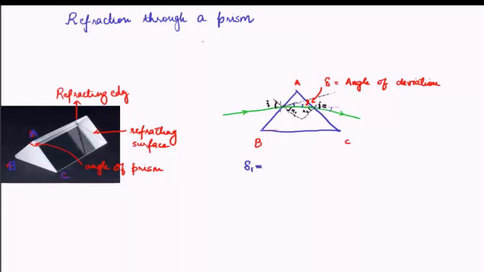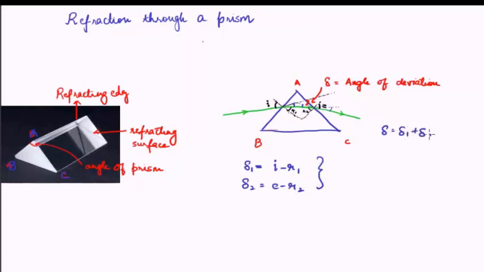Delta 1 is equal to, if you note carefully, this is I, the angle of incidence, and this is I, because these are opposite angles. So this is delta 1, therefore delta 1 can be said to be I minus R1. Similarly, delta 2 can be said to be E minus R2.